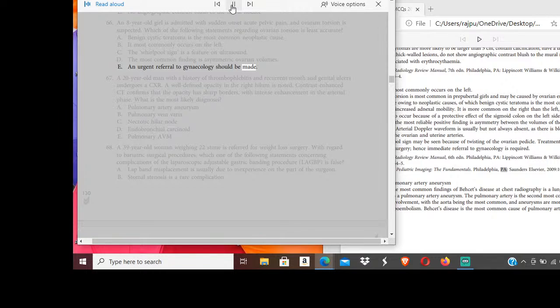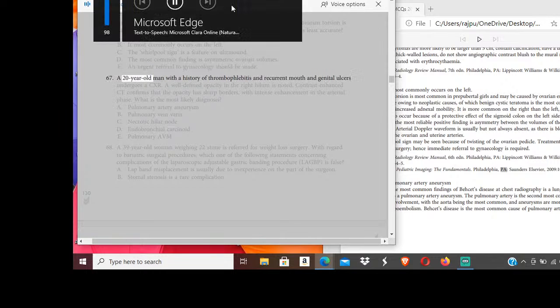67. A 20-year-old man with a history of thrombophlebitis and recurrent mouth and genital ulcers undergoes a CXR. A well-defined opacity in the right hilum is noted. Contrast-enhanced CT confirms that the opacity has sharp borders, with intense enhancement in the arterial phase. What is the most likely diagnosis?